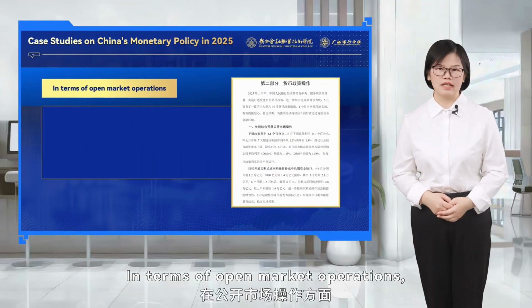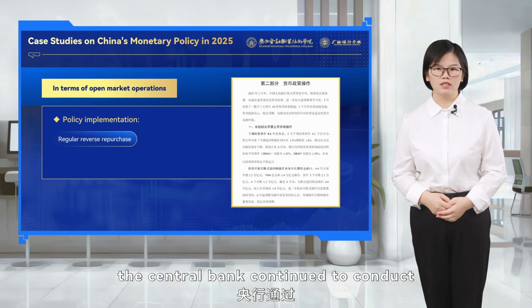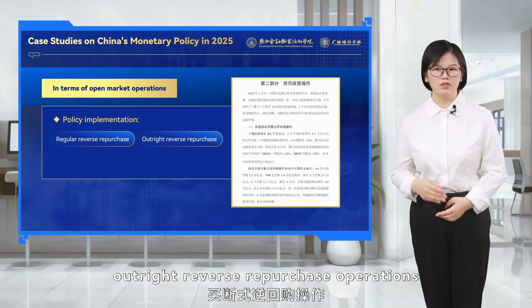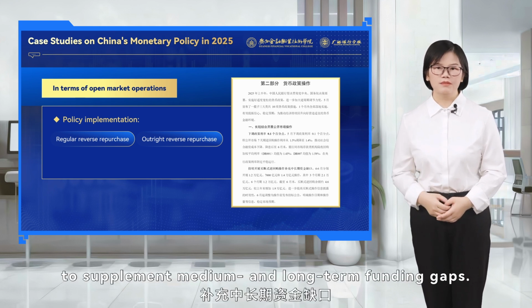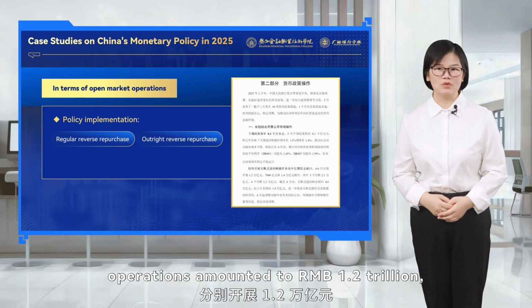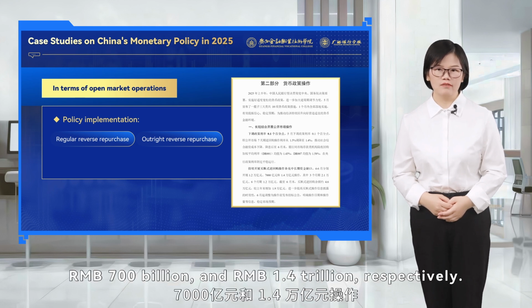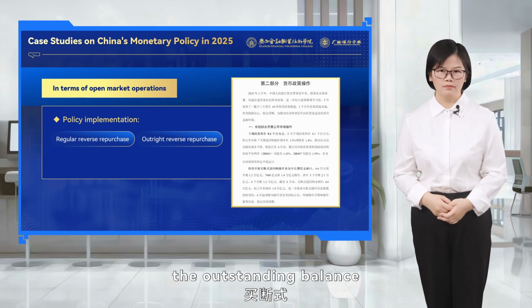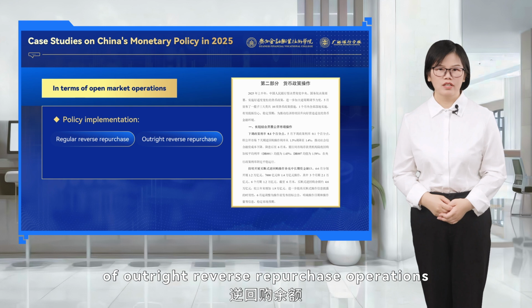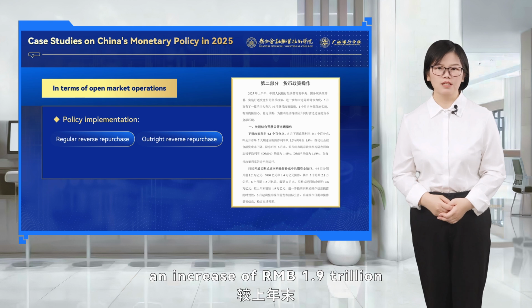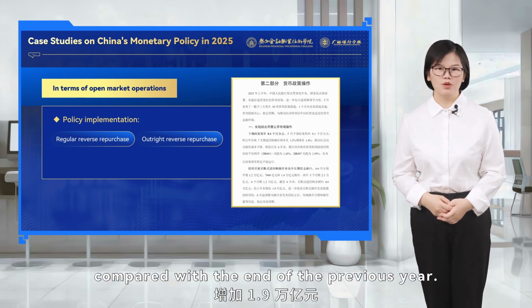In terms of open market operations, the central bank continued to conduct regular reverse repurchase operations and persistently carried out outright reverse repurchase operations to supplement medium and long-term funding gaps. From April to June, operations amounted to 1.2 trillion renminbi, 700 billion renminbi, and 1.4 trillion renminbi, respectively. By the end of June, the outstanding balance of outright reverse repurchase operations reached approximately 4.6 trillion renminbi, an increase of 1.9 trillion renminbi compared with the end of the previous year.